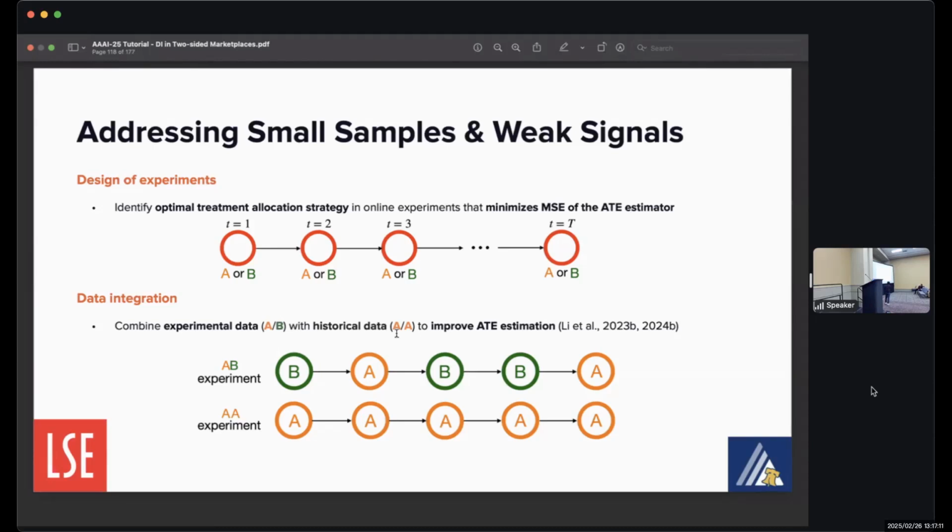So now, how shall we effectively combine the experimental data with the historical data to improve the estimation of the average treatment effect, the causal effect estimator? Okay? And if you are interested, there are some recent works on this topic.